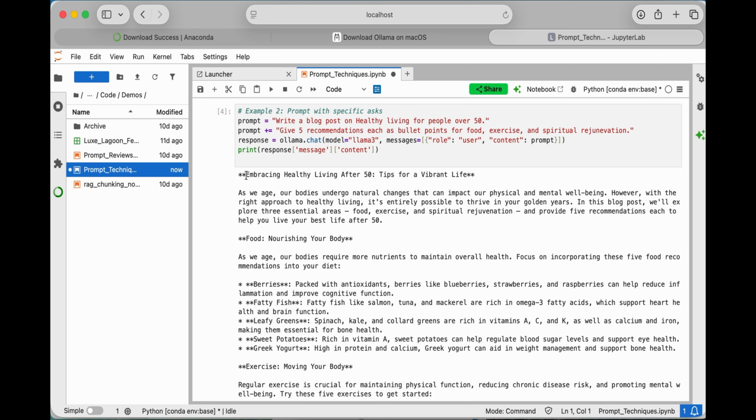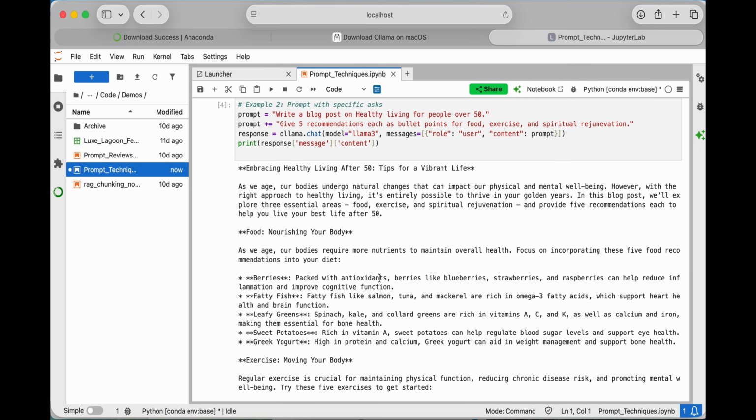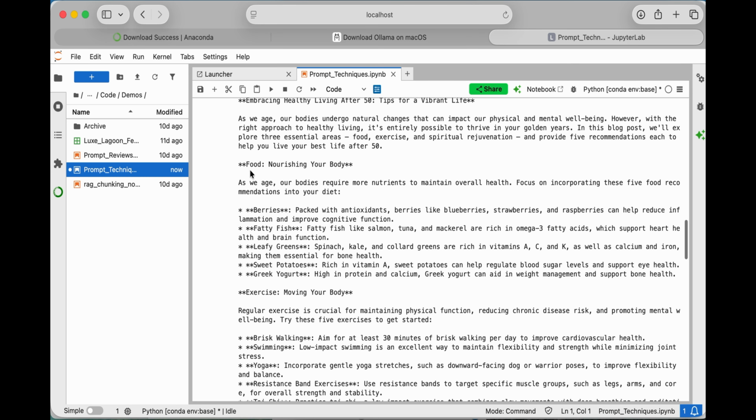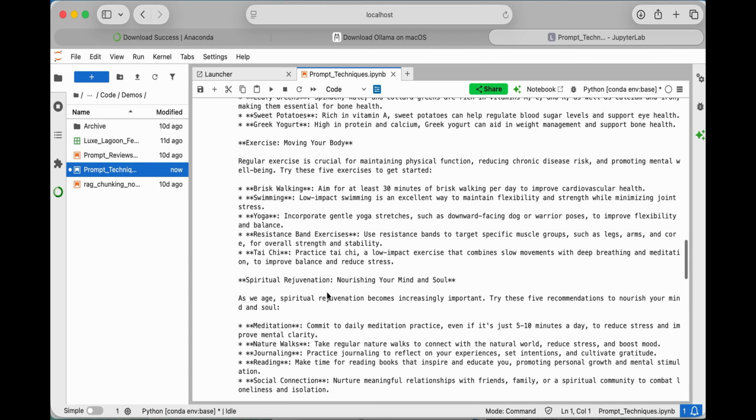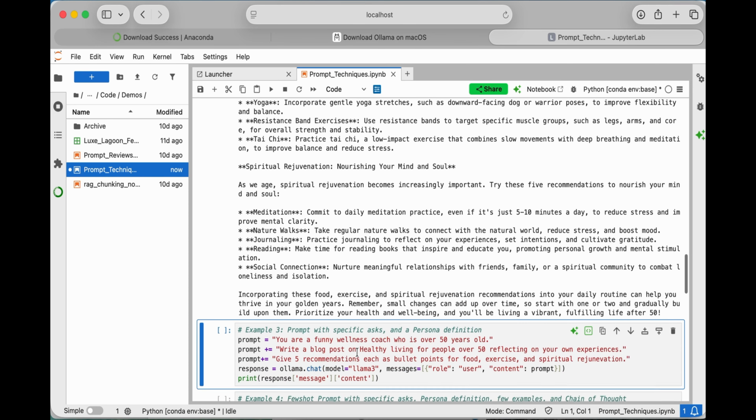And I can see that the model has incorporated a revised prompt. The title itself says Embracing Healthy Living After 50. And in the body of the blog post, I read that it says, in this blog post, we will explore 3 essential areas of food, exercise, and spiritual regeneration and provide 5 recommendations each to help you live your best life after 50. And after that, I see we have a section on food, exercise, and spiritual regeneration with 5 bullet points under each.